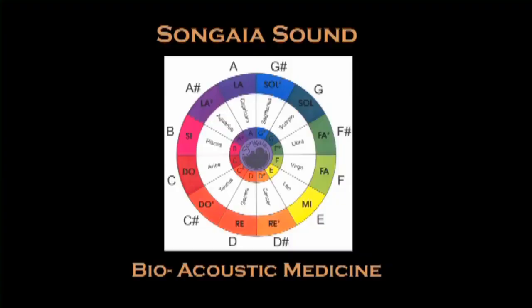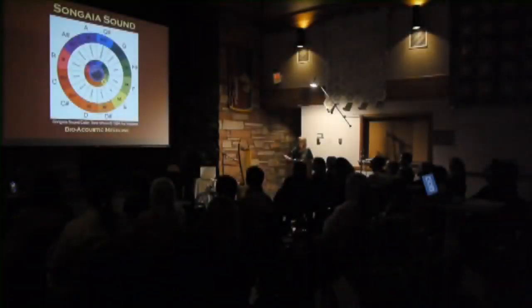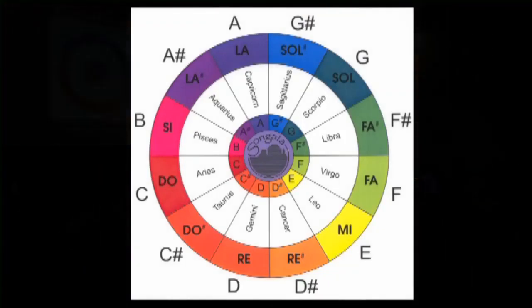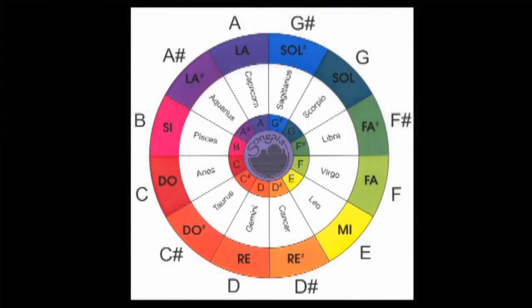This is the basic wheel that I've been using since the early 90s, with the zodiac of the 12 tones, 12 colors. This is a form of bioacoustic medicine, and the goal is wholeness and integration. We have to know where we're dropping out, where the stress points are.